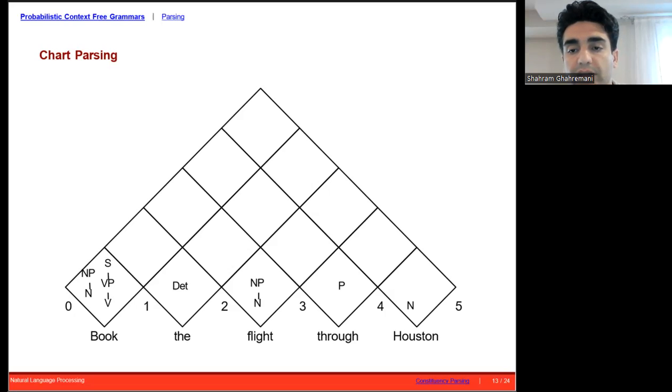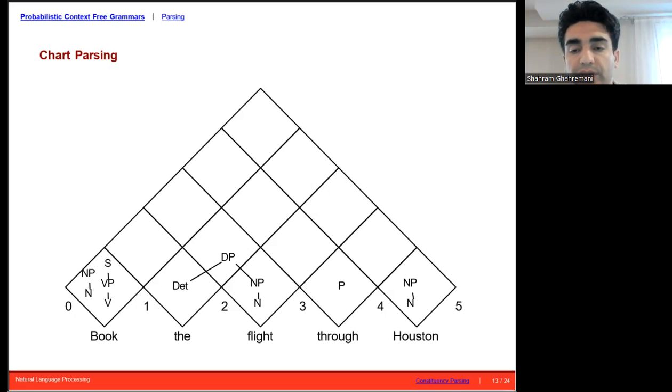So first we look at the spans of length 2. And we can get a nominal phrase and a prepositional phrase. And so now we have gone through all the spans of length 2 and all the rules that could put together spans of length 1 into spans of length 2. And now we look at the larger spans.